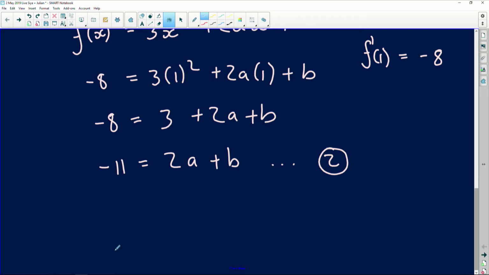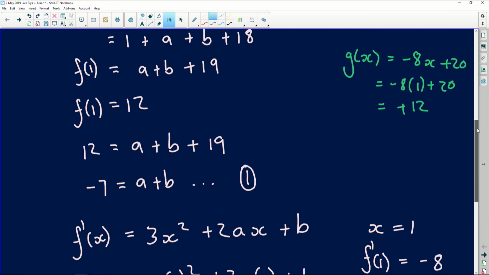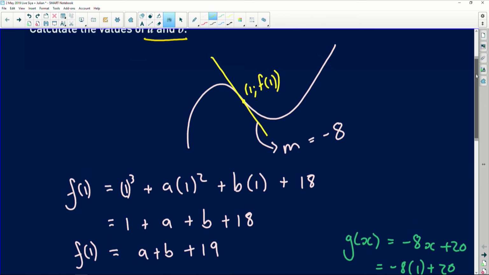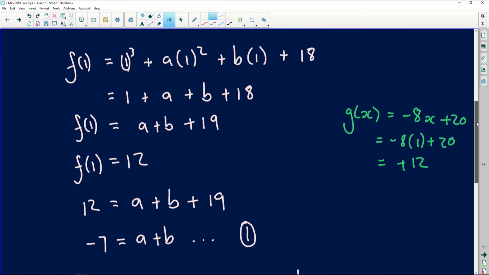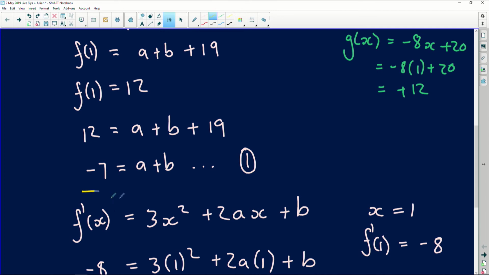We now have two equations, equation 1 and equation 2. That means we can now solve for my a and b. Now we've got to be careful. We're going to be very clever about which values we take. Where is equation 1? There's equation 1 over here.